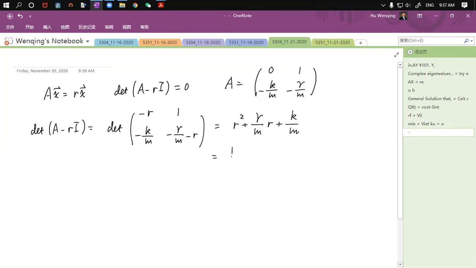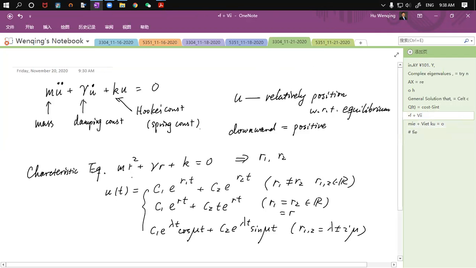And this is nothing but 1 over m times mr squared plus gamma r plus k, equal to 0. You're going to look for this. Now, since the mass is positive, you're just going to have mr squared plus gamma r plus k equal to 0. And what is this equation? Well, this equation is nothing but the original characteristic equation that we learned in our previous chapters. Is that good?